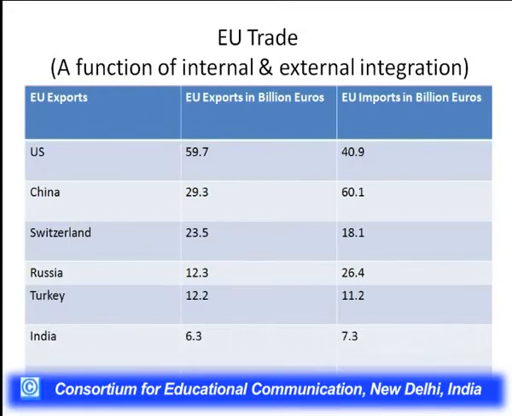With Switzerland, it has 23.5, and import is 18.1. With Russia, which is an important partner, it is 12.3, and imports are 26.4. And the maximum import from Russia is energy, which means oil and gas. With Turkey, it is 12.2 and 11.2. With India, it is 6.3 billion euros. That's the export that the European Union exports to India, and the import is 7.3 billion euros. That's the amount of imports that goes to the European Union from India.